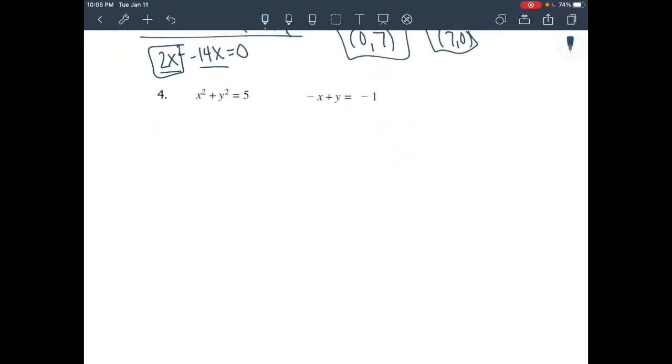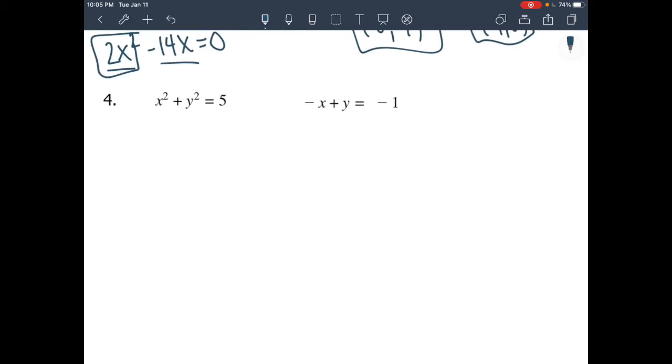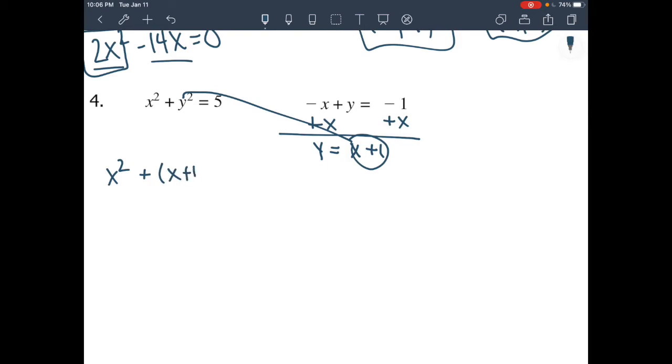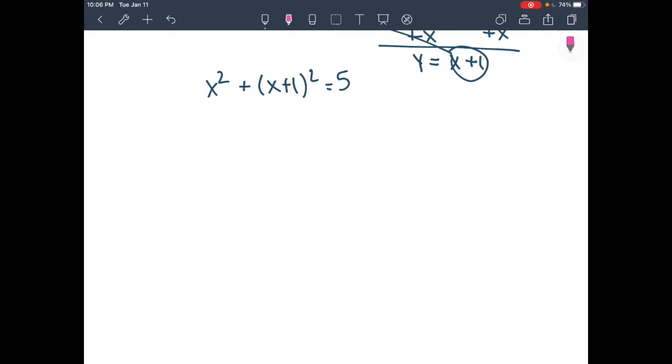This one is set up a little different because you don't have x equals or y equals, but you can quickly change the second equation into y equals by just adding x to both sides and then going through the same process that we did before. So then I'm going to take this and plug it in for y. So x squared plus x plus 1 squared equals 5. Then I'm going to square this by foiling.